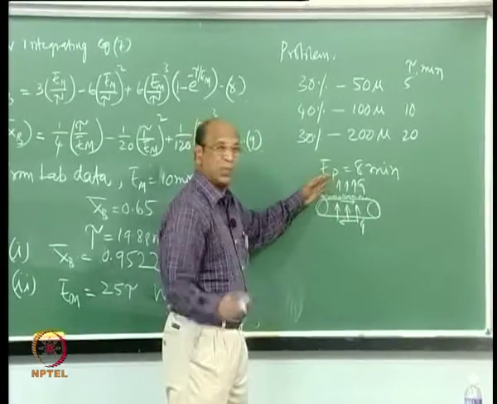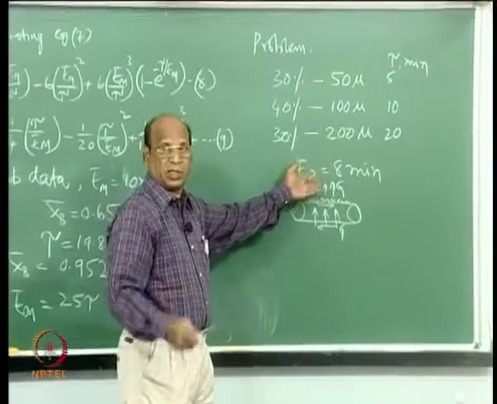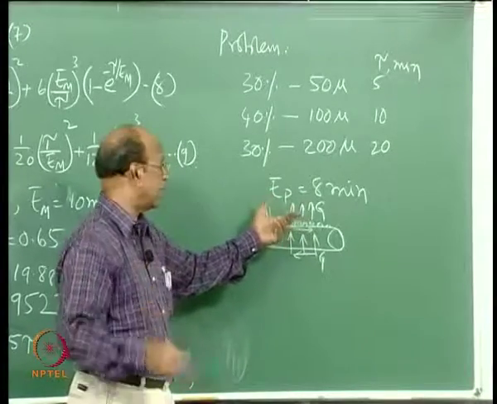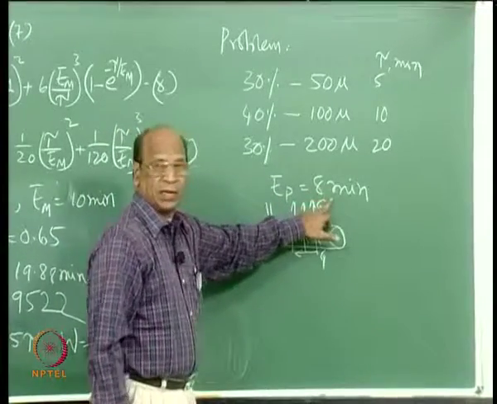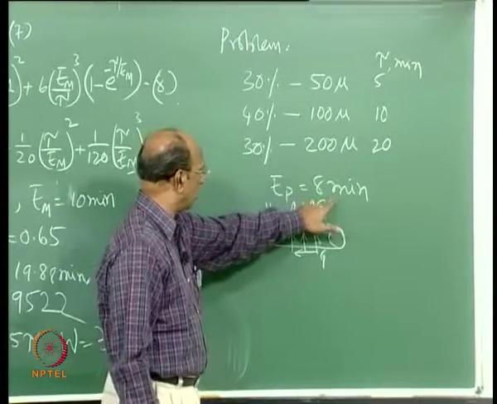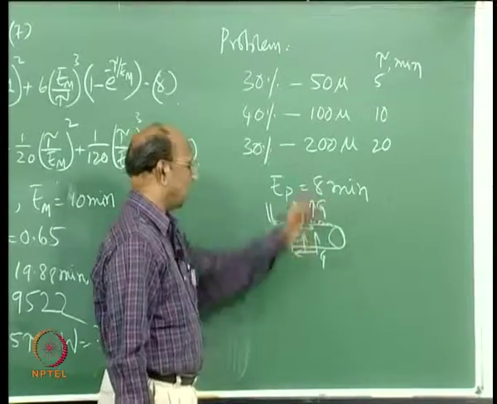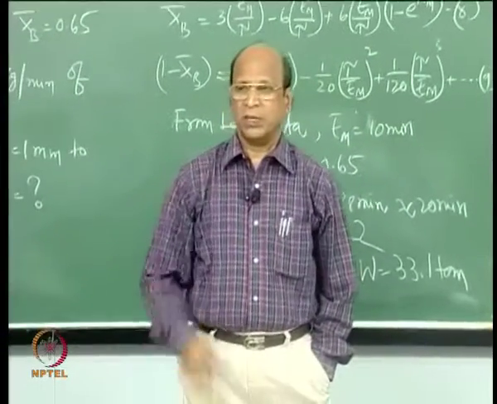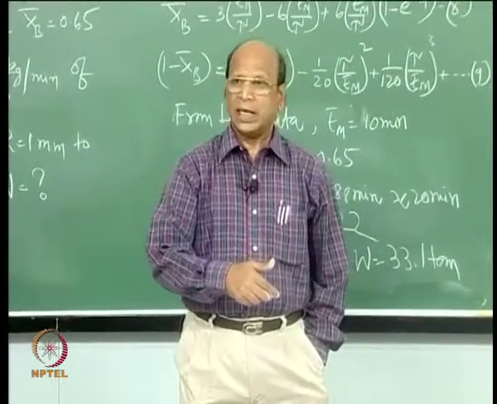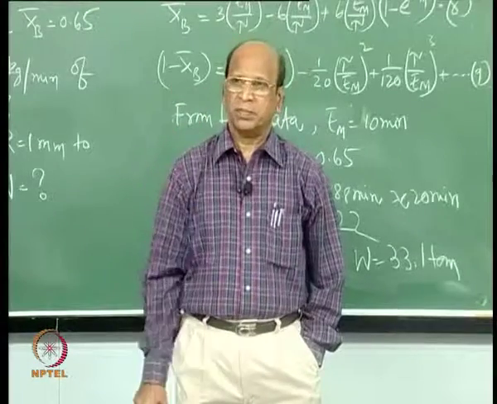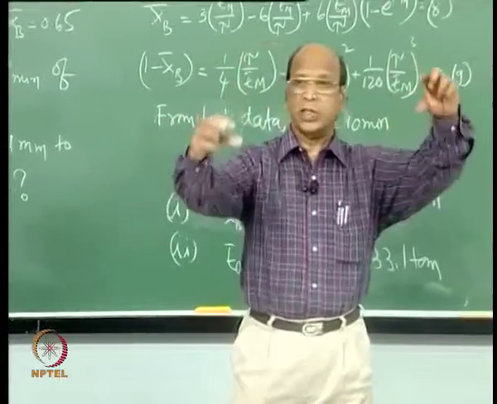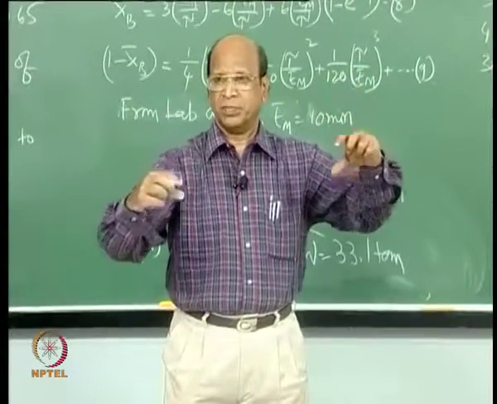Here, if I ask the reverse problem in the plug flow reactor design, that means given conversion, calculate T bar P. So, T bar P you got 8 minutes. Now, I tell you that okay, let us use a rotary kiln. A rotary kiln also is a plug flow reactor, right.